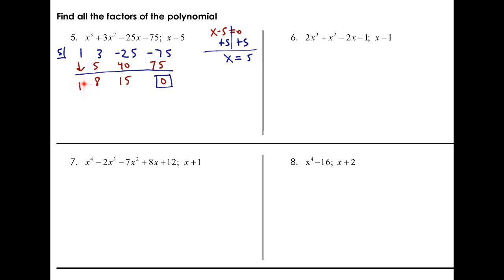So we know we'd have x to the second, x to the first, and then no x. Or we can just count backwards. X to the 0, x to the first, x to the second. So we know we're left with x squared plus 8x and plus a positive 15.